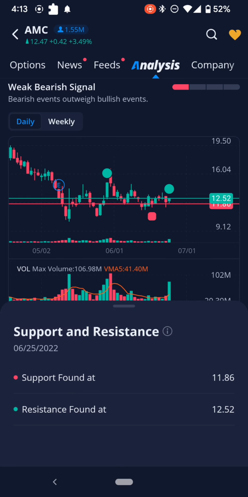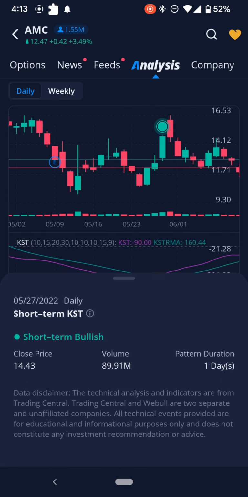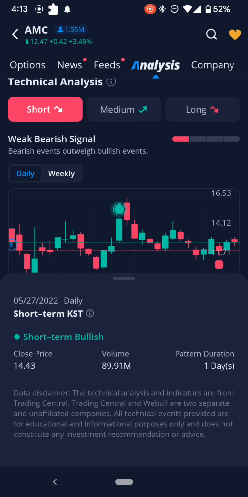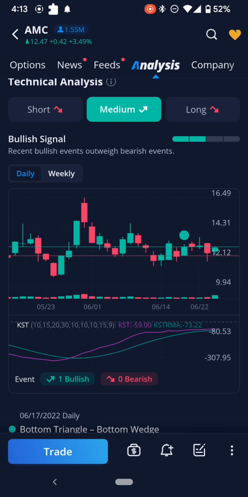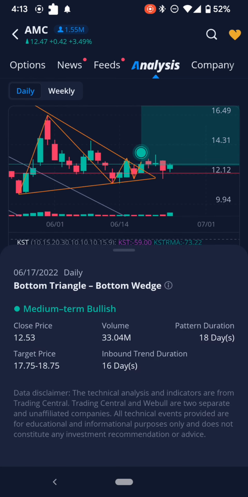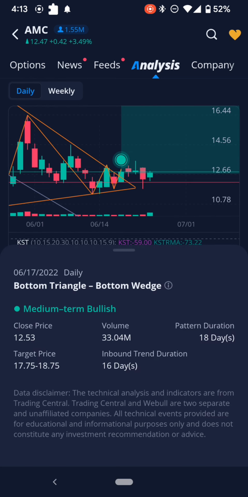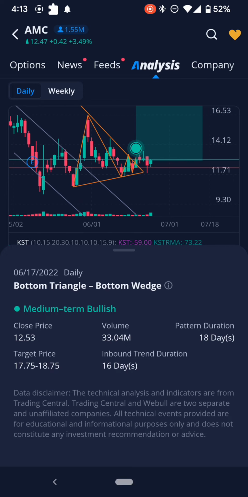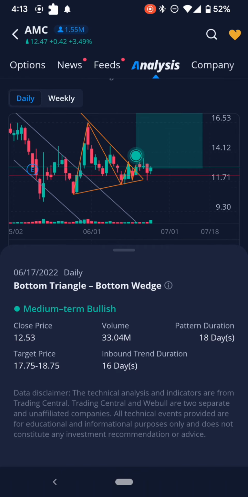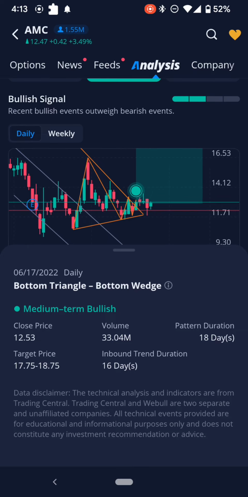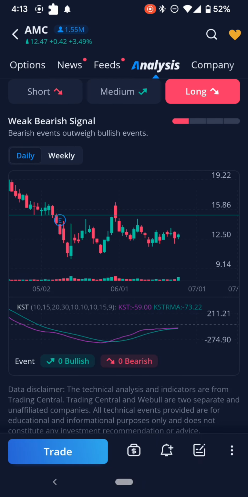Oh, support and resistance. Short term bullish, KST. Medium term, they're bullish on it with this wedge, I think. Bottom triangle, bottom wedge. Yeah, so that's kind of cool. So it even draws out the wedge for you and everything. So it broke out of that wedge. So they're giving a target price of $17.75 to $18.75 and a pattern duration of 18 days. It took 16 days basically to come up with it. Long term is weak bearish.